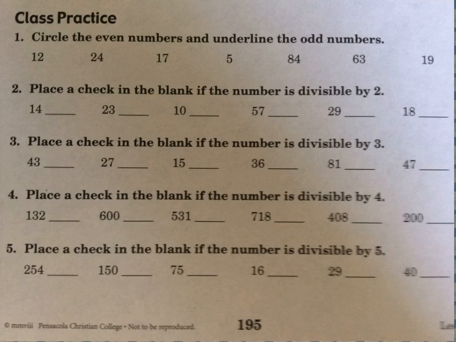Okay, turn the page over. Let's look at number 6. It says to place a check in a blank if the number is divisible by 9. Remember, 9 is going to be like the rule for 3. If you add up the digits together, if 9 goes into it evenly, then it's divisible by 9. Okay, 81. 8 plus 1 is 9, and so we know 9 goes into 9. So the first one we need to check it.